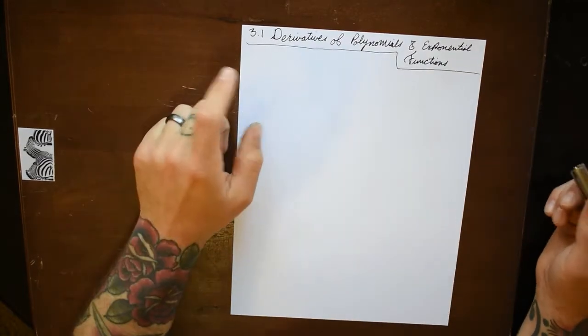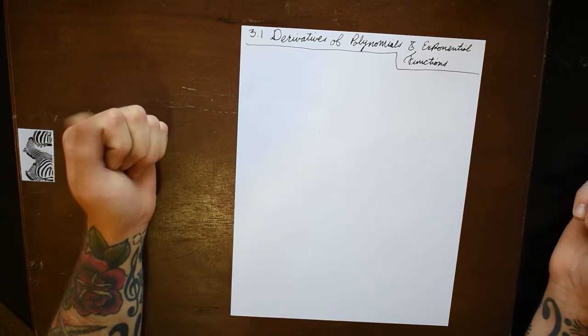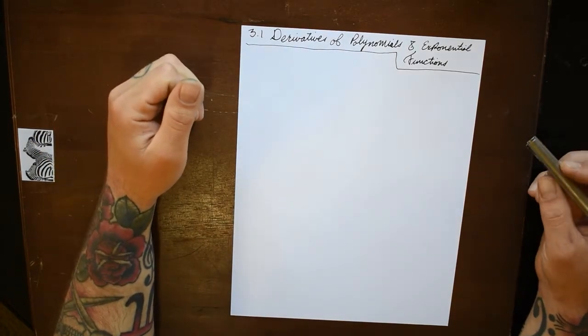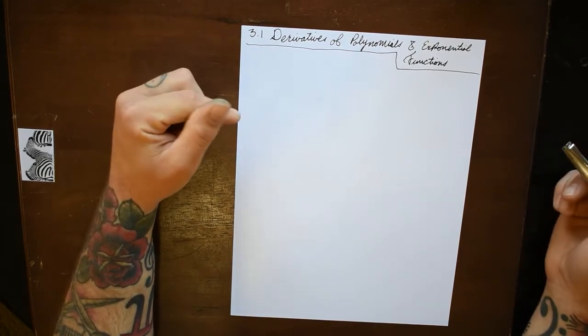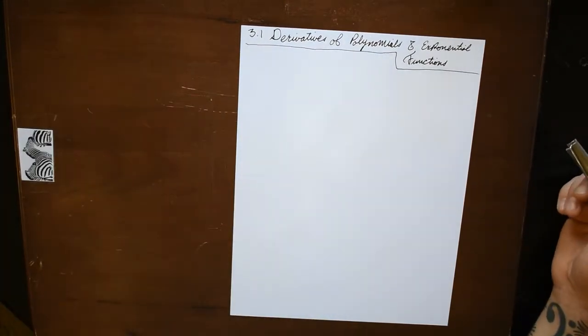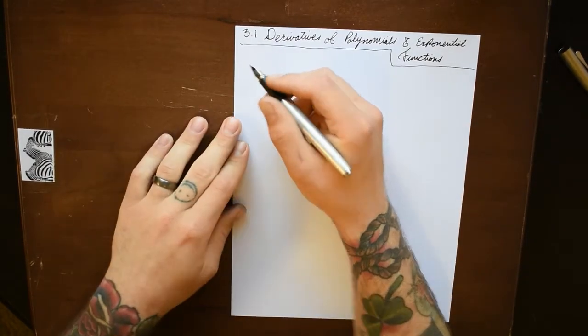Hey everyone, in this video we're going to go over section 3.1, derivatives of polynomials and exponential functions. Up until now we've been largely concerned with understanding what a derivative is. Now we're going to shift gears and discuss different techniques for calculating the derivative of a function. So let's begin. We'll start off with the derivative of a constant function.